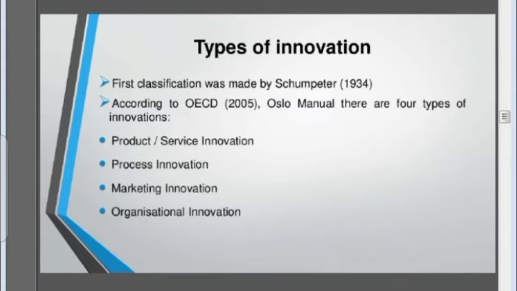The first classification was made by Schumpeter in 1934. According to the OECD 2005 Oslo Manual, there are four types of innovation. They are product or service innovation, process innovation, marketing innovation, and organizational innovation.